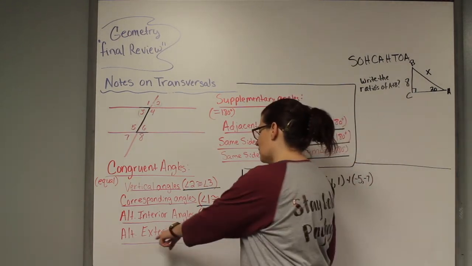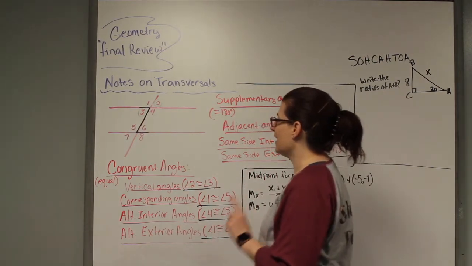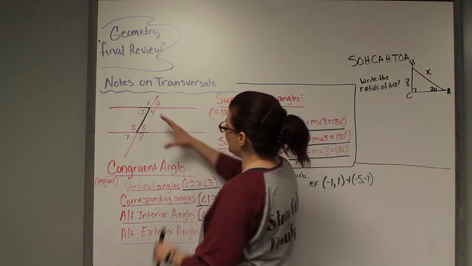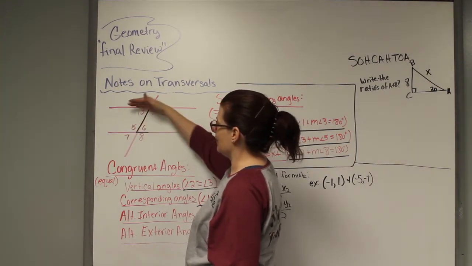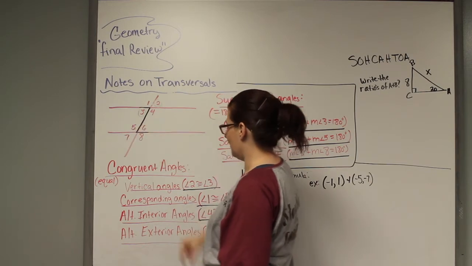And then the last one is alternate exterior angles, which would be like 1 and 8. Now, when we're talking about the inside, we're talking about inside the parallel lines. So these right here. On the outside, we'd have 1 and 2 and 7 and 8.